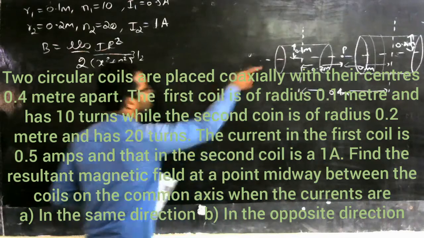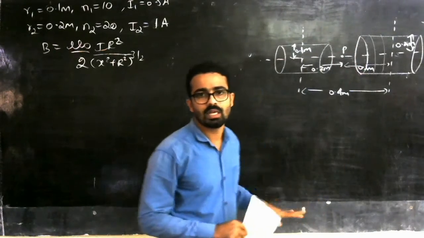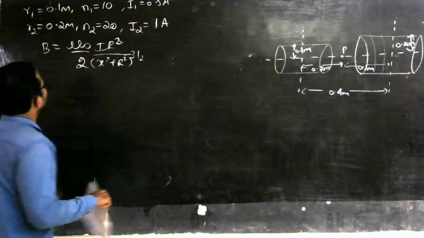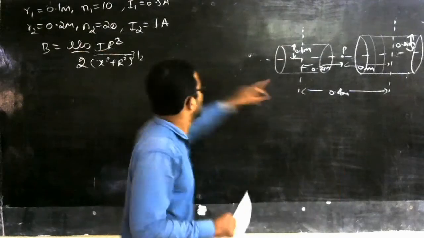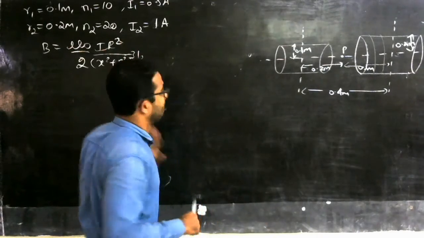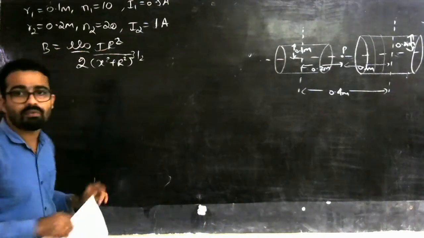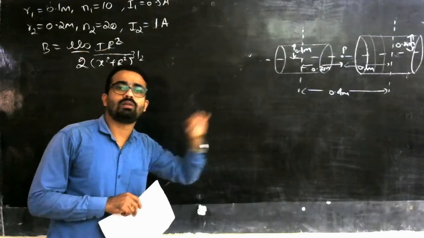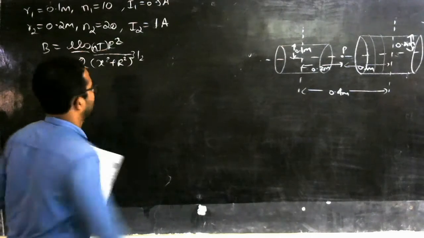We can apply this equation here for both coils, because we are finding the magnetic field at P due to both coils, and the point is along the axis of the two coils. That is why we can take this formula. This formula was derived for only one coil. Here there are a number of turns: in the first coil there are 10 turns, in the second coil there are 20 turns. So there is a change in this equation: we have to multiply by n. I is the current in a single turn, so for n turns it is n into I into r square. That is the modification you have to do here.